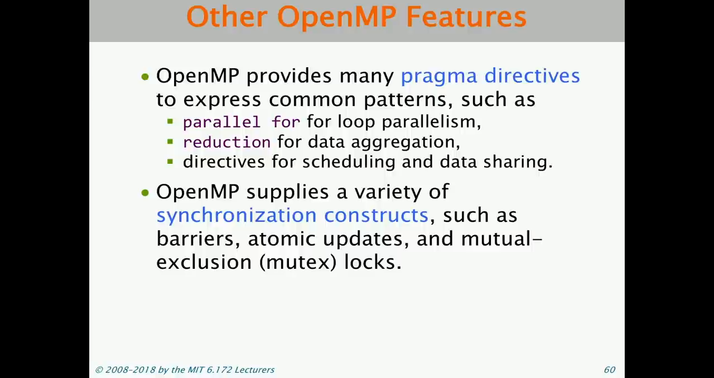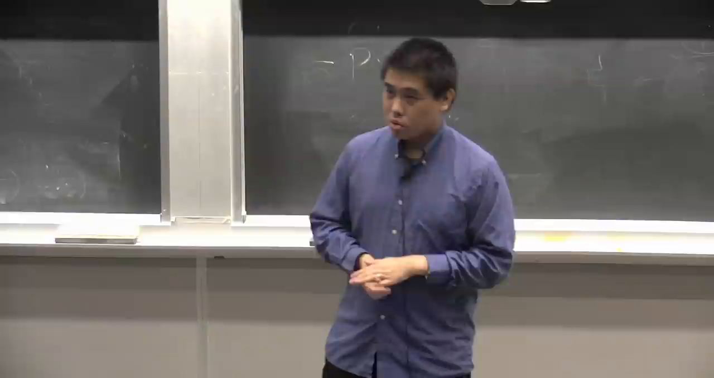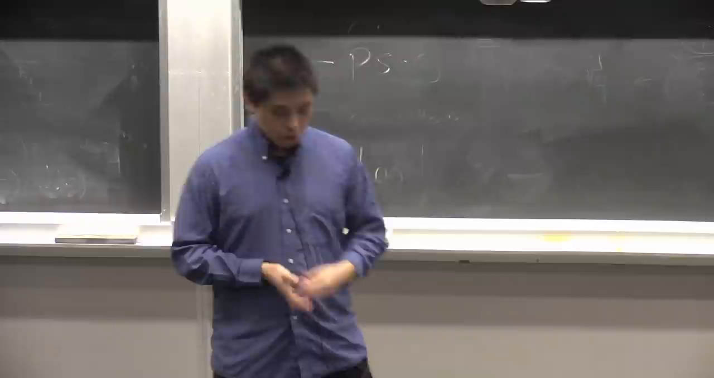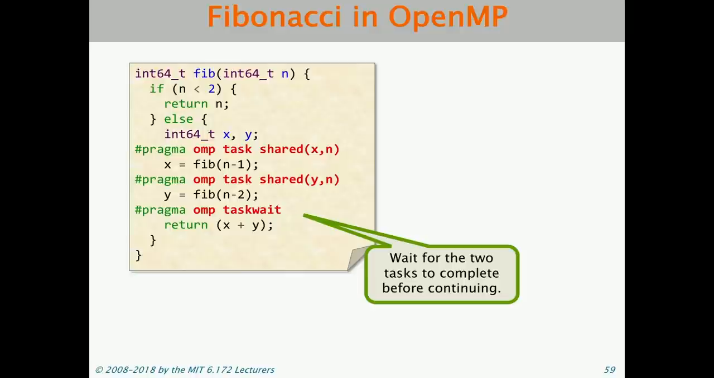So OpenMP has many features, and it's also one of the more popular solutions to writing parallel programs. And as you saw in the previous example, the code is much simpler than if you were to write something using pthreads or even TBB. This is a much simpler solution. Any questions?